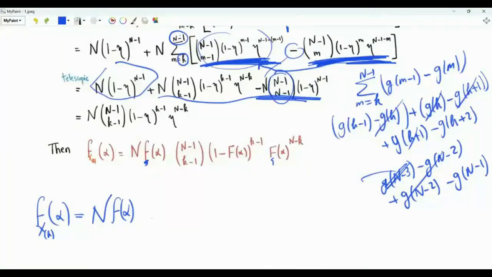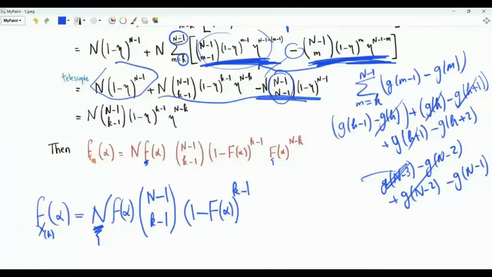To be the kth largest, there must be k minus 1 random variables among the n random variables with values that are greater than alpha. From the n random variables, we have chosen 1 to be the kth largest. That's this big N here, or n choose 1. From the remaining n minus 1 random variables, we choose k minus 1. Those will be random variables with values that are greater than alpha. The probability that one of those random variables is greater than alpha is 1 minus big F evaluated at alpha. This is the probability that a random variable is greater than alpha. We have k minus 1 of them, and they are independent. So we raise here to the power k minus 1.